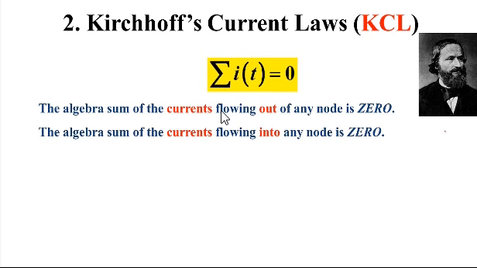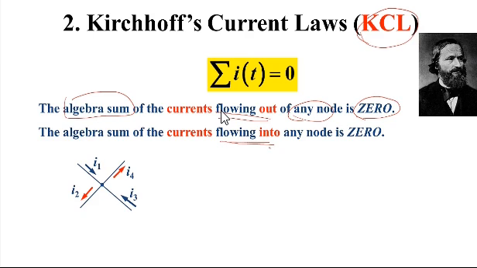Then we discuss one of the most important contents in this lecture, Kirchhoff's current law, KCL. Kirchhoff's current law can be represented in two ways. One way is that for any node, the algebraic sum of the currents flowing out of the node is always zero. It can also be expressed as the sum of the currents flowing into the node. Both are zero.